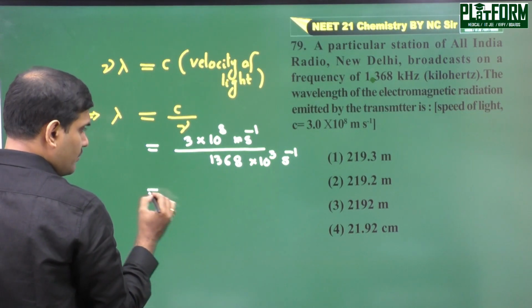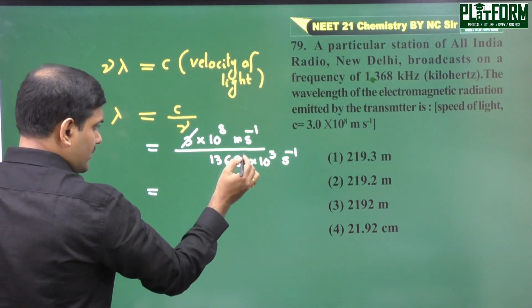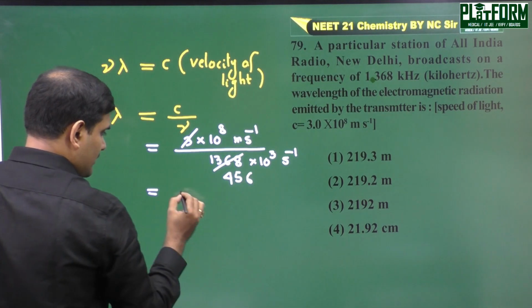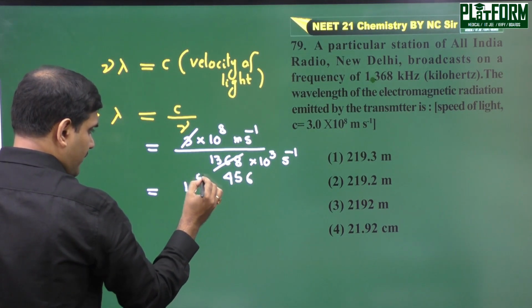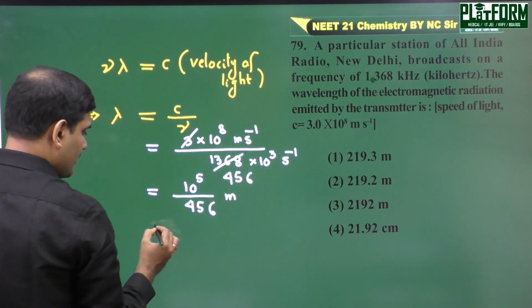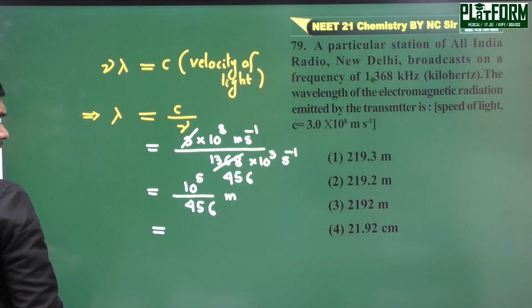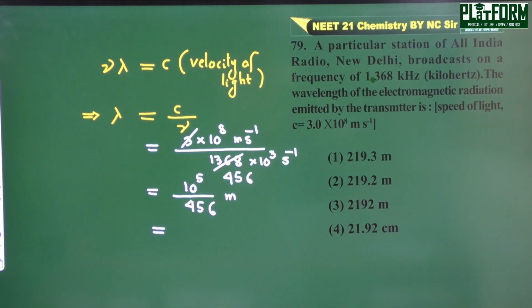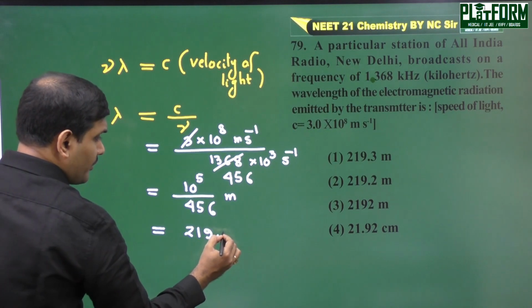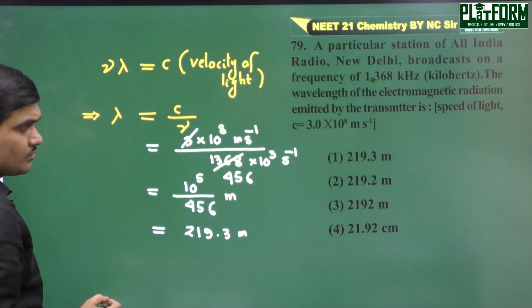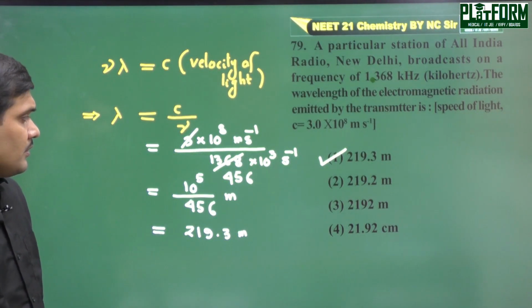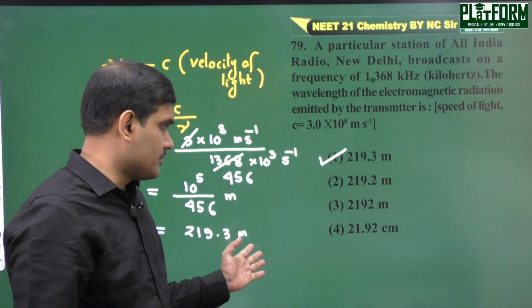So if we go for a calculation and cancel it out, it will be 4, 5, 6. So the result is 10 to the power 5 by 456 meter. The result, I think, is approximately 219.3 meter. So we have the correct option, it is this.